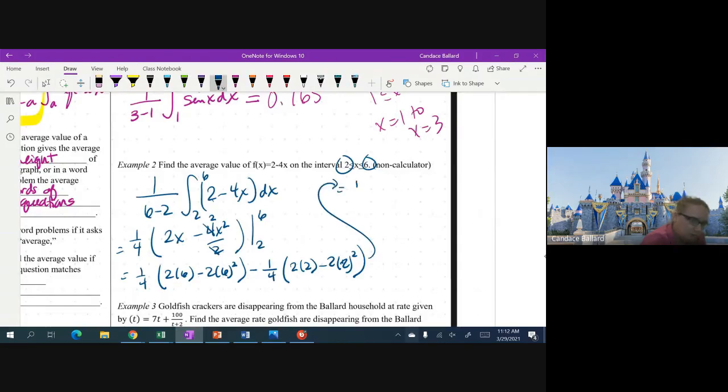All right, so here we've got 1/4. 2 times 6 is 12, and then 6 squared is 36 times 2 is 72. Minus 1/4 times 2 times 2 is 4, minus 2 squared is 4 times 2 is 8. So 1/4 times negative 60 minus 1/4 times negative 4. We end up with negative 15 plus 1, which is negative 14.